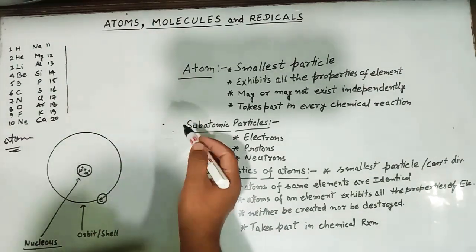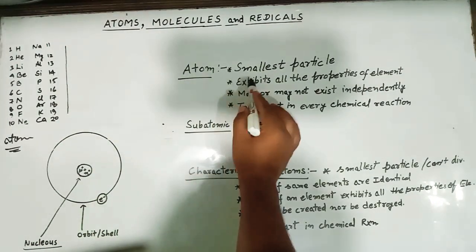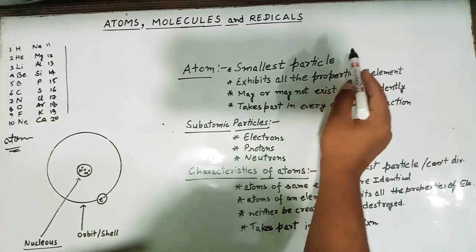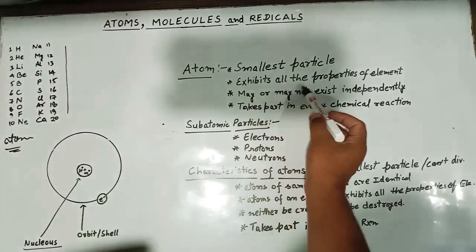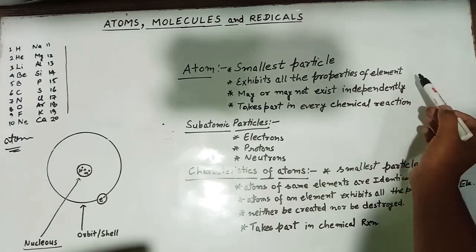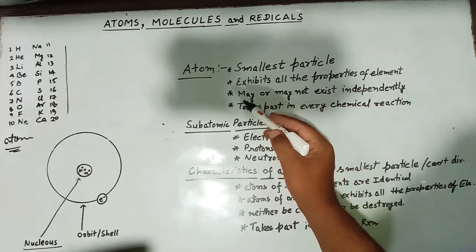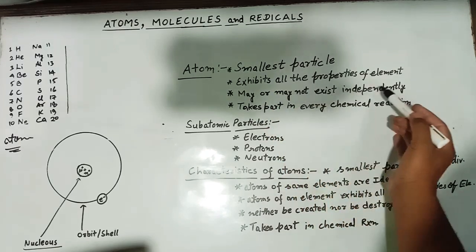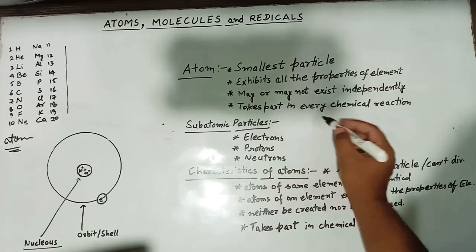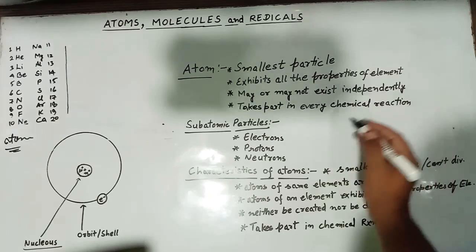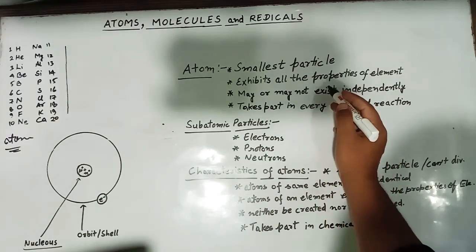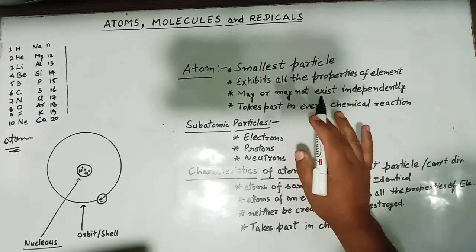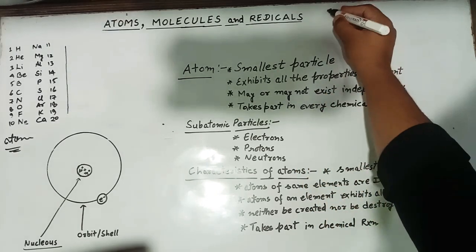So in this way we can define atom: it is the smallest particle of a substance or matter that exhibits all the properties of an element, and it may or may not exist independently and takes part in every chemical reaction. See, it will be the smallest particle and will show all the properties of that element. See how we can understand this.